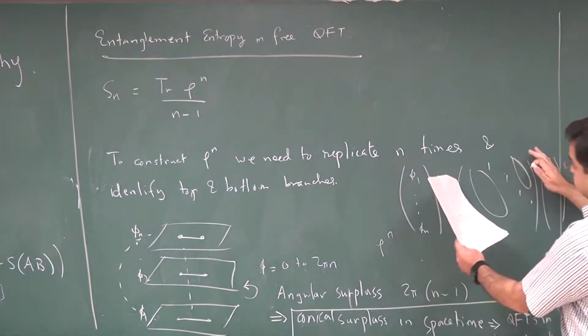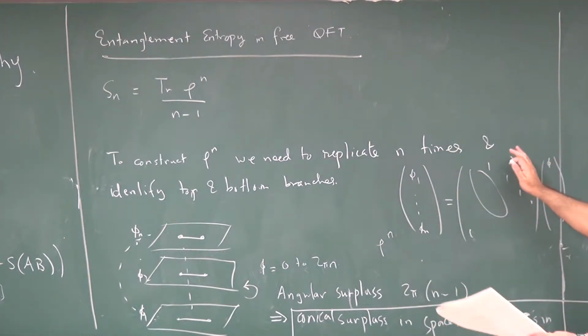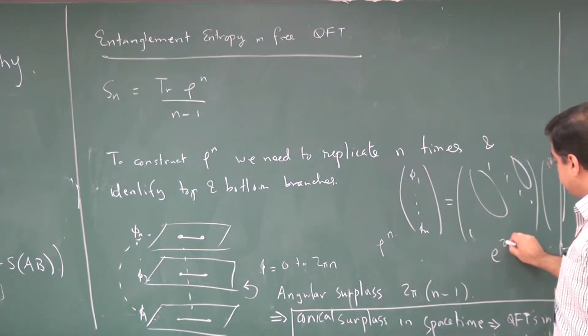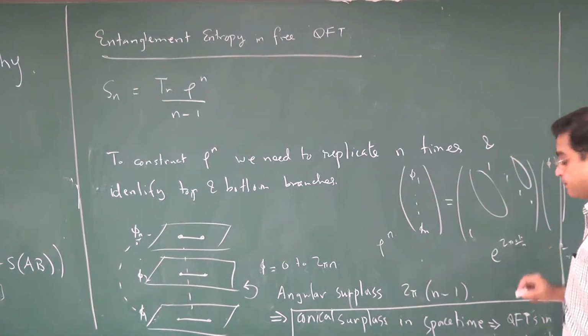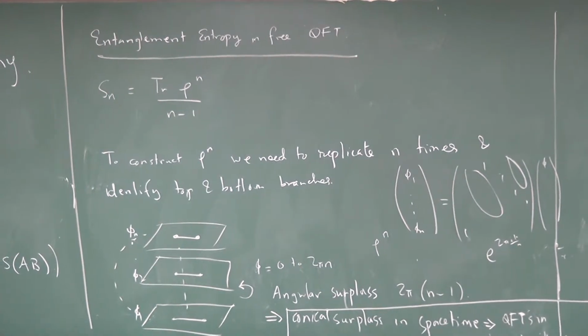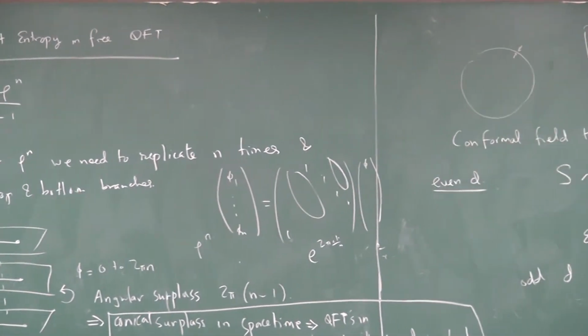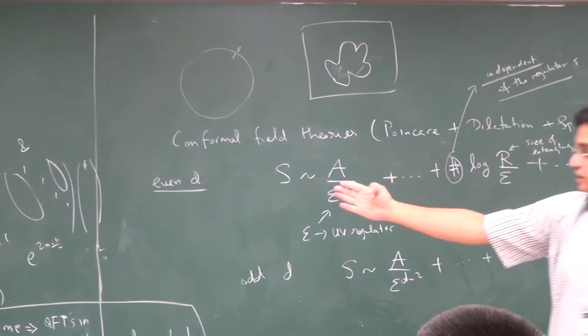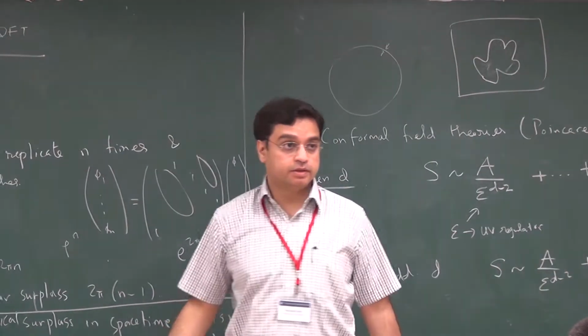And then if you diagonalize this, the eigenvalues of this will work out to be e to the power 2 pi i k over n. So in the diagonalized representation, the boundary conditions look like twisted boundary conditions. Okay, but this particular statement I cannot make for an arbitrary theory. This particular statement I can only make for free field theory.